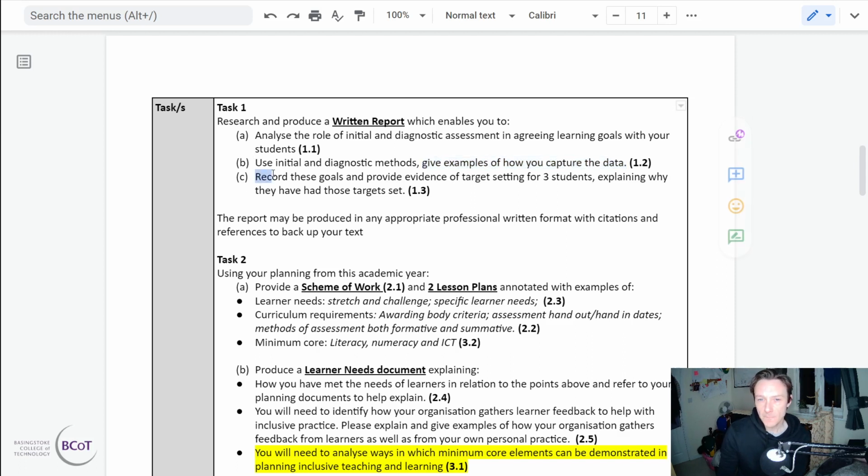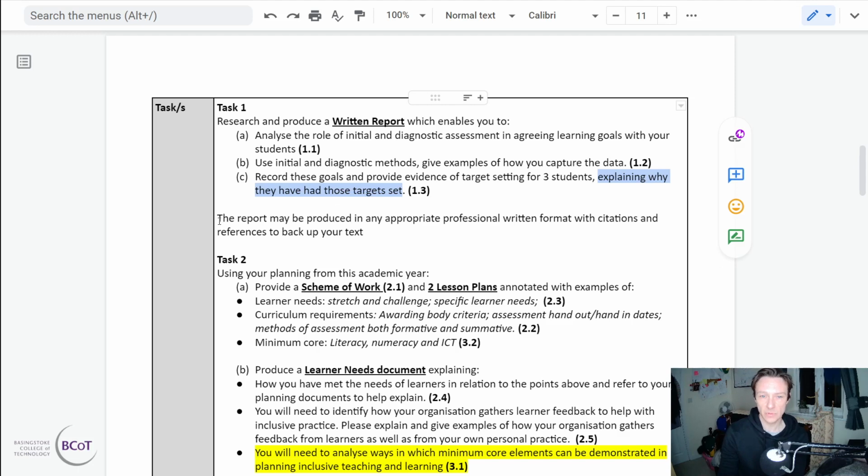Lastly, for task 1, I need you to record these goals and provide evidence of target setting for 3 of your learners. Explain why these learners have had these specific targets set.